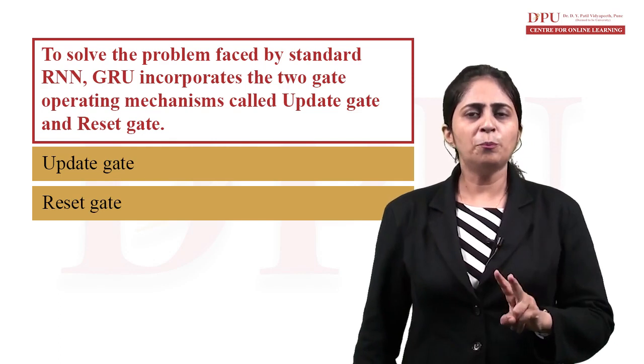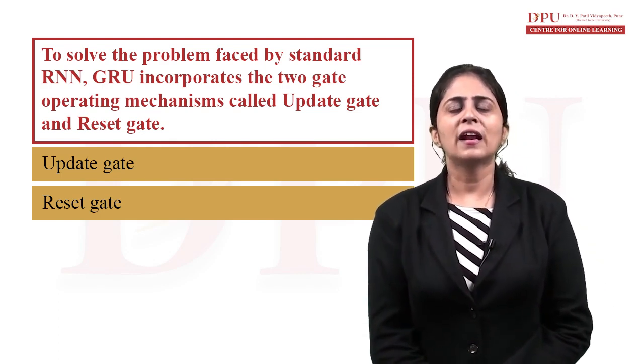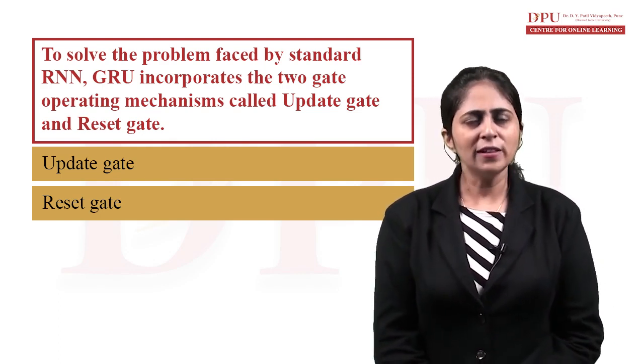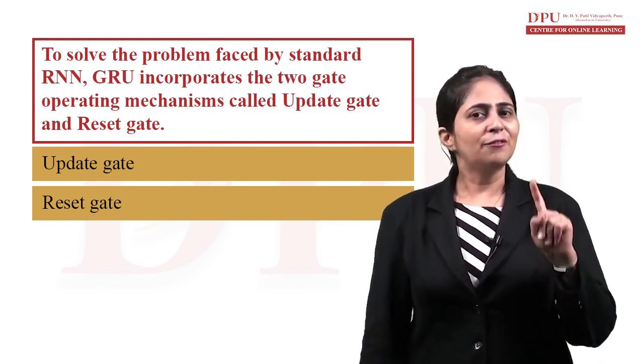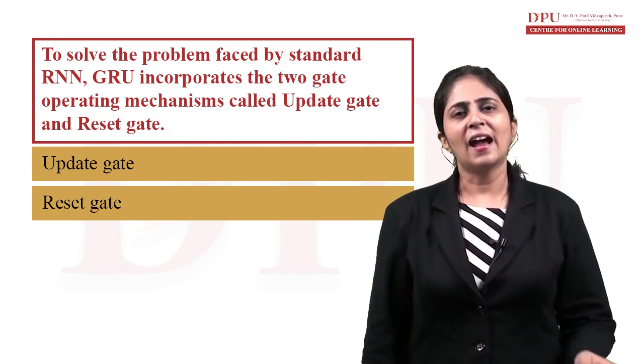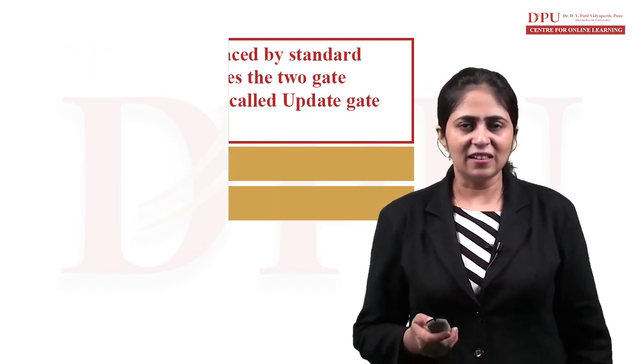So these are the 2 important gates that we are using in our gated recurrent unit network, GRU, which is a variation of RNN only. The first gate is the update gate and the second gate is the reset gate.